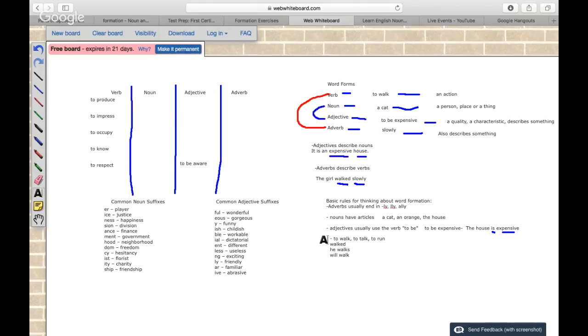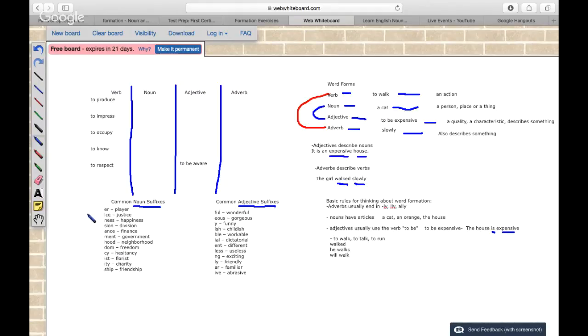So it's important to understand these because you will understand how English structures itself, and it will be easier for you to make sentences, to understand people when they're talking, to read, and to write. Okay, there's a lot of information about common noun suffixes and common adjective suffixes and prefixes. There's a lot, but let's just go over some very basic ones today.